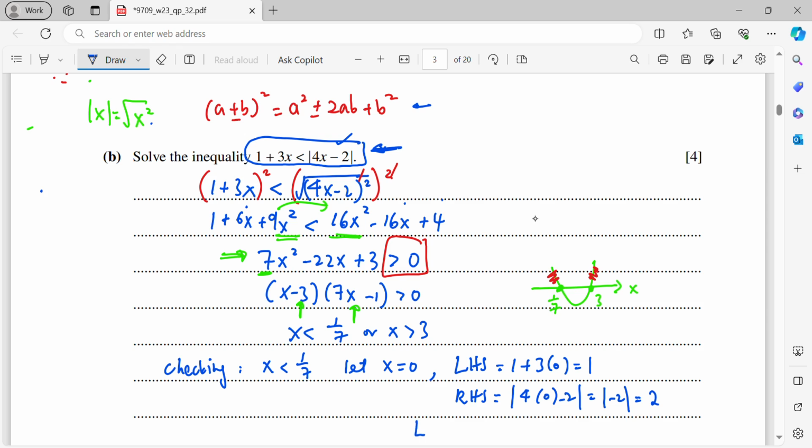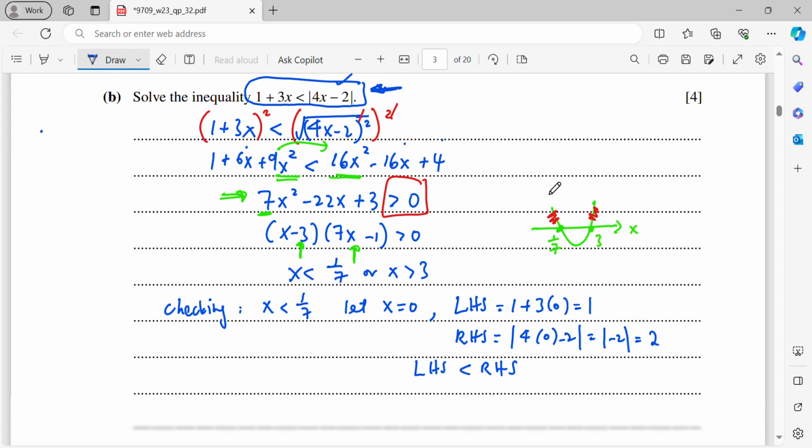So from here, we will notice that the left hand side is less than the right hand side, which tallies with the inequality, left hand side less than right hand side. Then now, checking for the next answer. This is also checking.